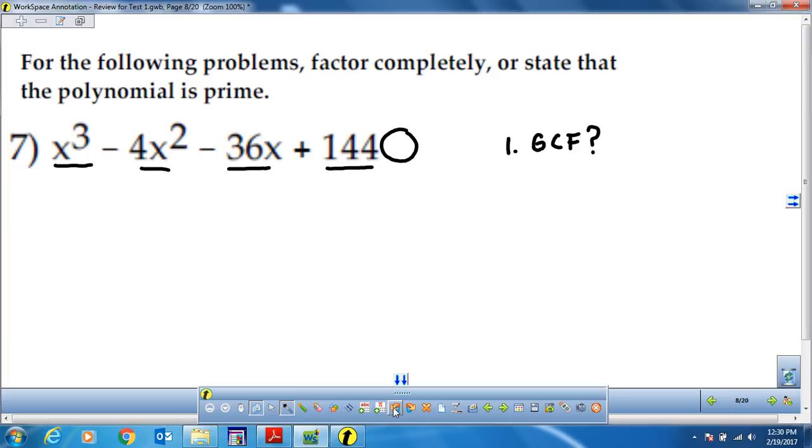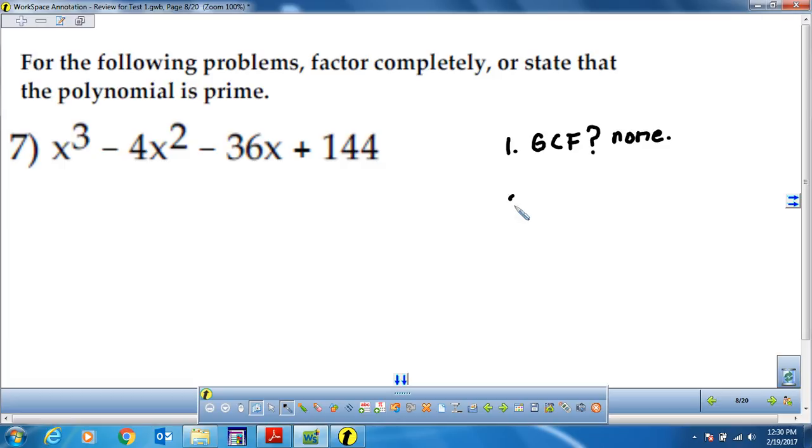Can I factor or divide these 4 numbers by any number? No, because the only divisor of 1 is going to be the number 1. 1 can only be divided by 1, right? So what do we say here to begin with? We don't have any GCF in common, right? There's no GCF.